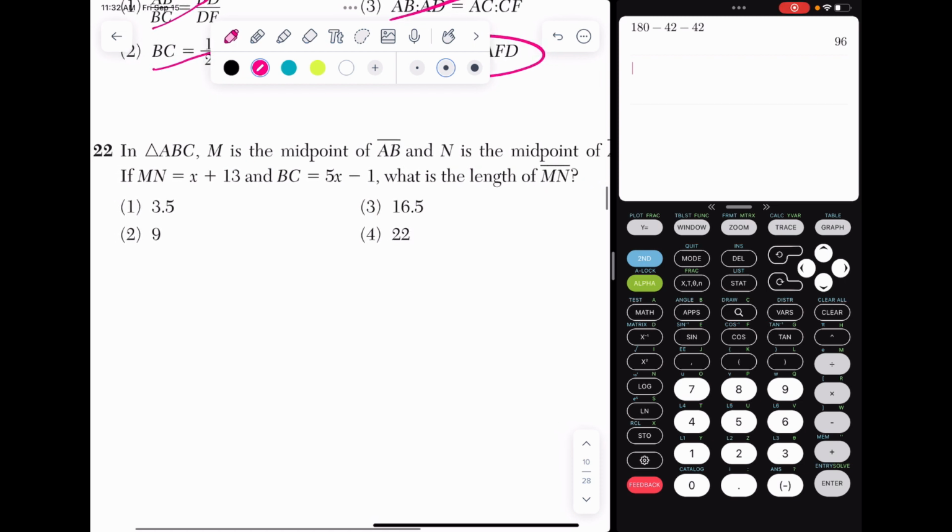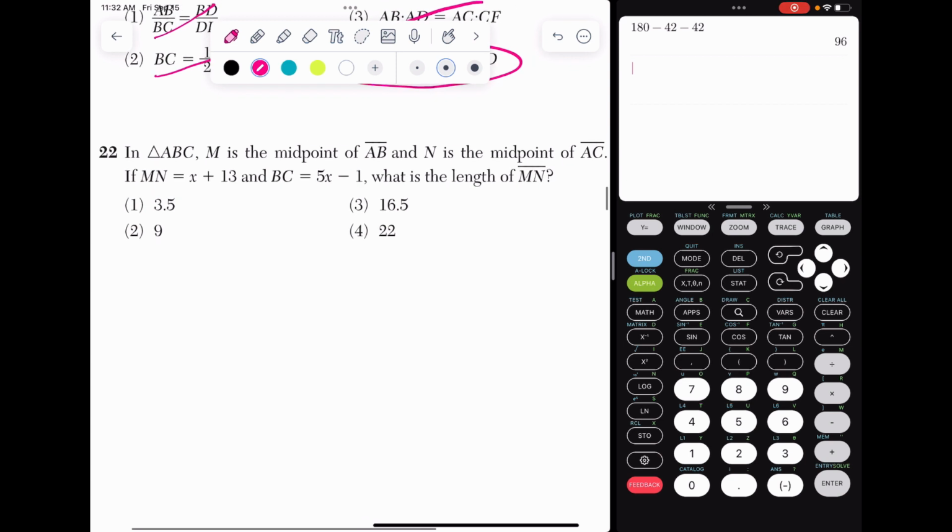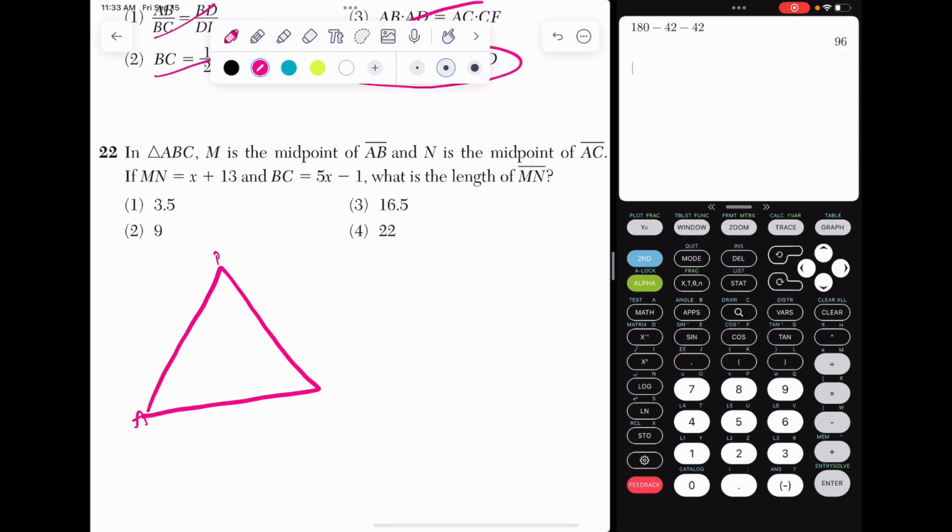22, in triangle ABC, M is the midpoint of AB. N is the midpoint of AC. Okay, let's draw this out. So I have triangle ABC. So A, B, C. M is the midpoint of AB. N is the midpoint of AC.